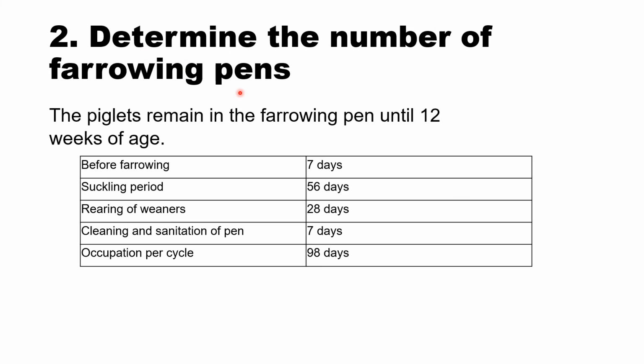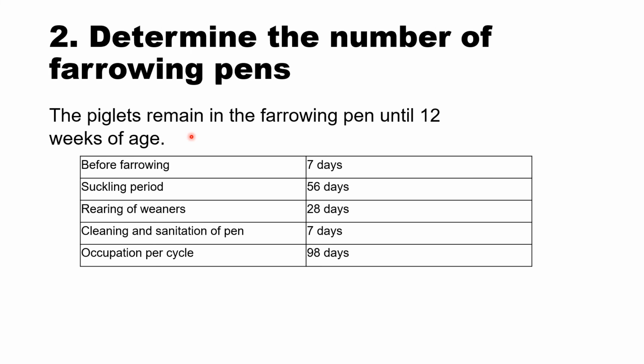Then, number two, determine the number of farrowing pens. Since alam naman natin yung farrowing interval, then yung second step is to determine the number of farrowing pens. So the piglets remain in the farrowing pen until 12 weeks of age. So doon muna sila yung mga piglets natin.